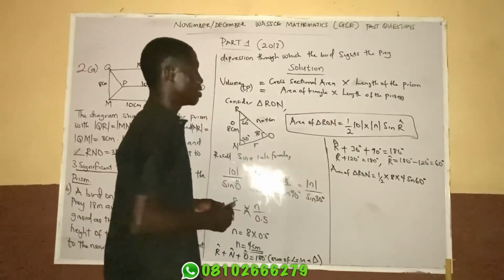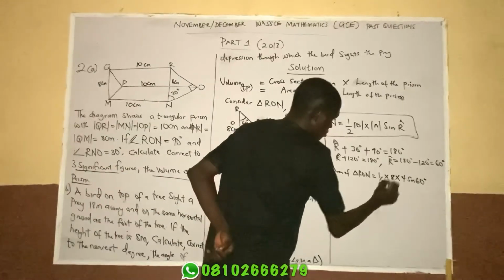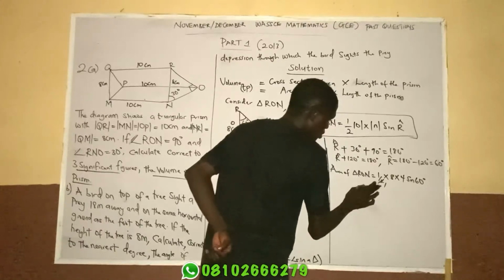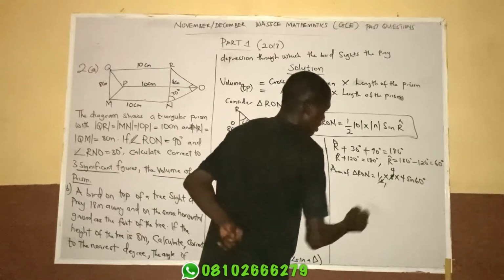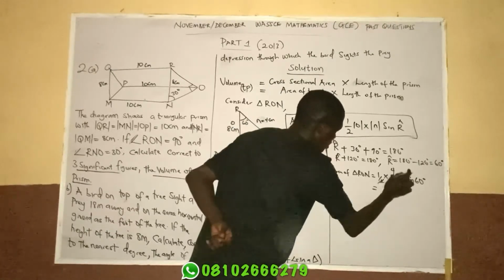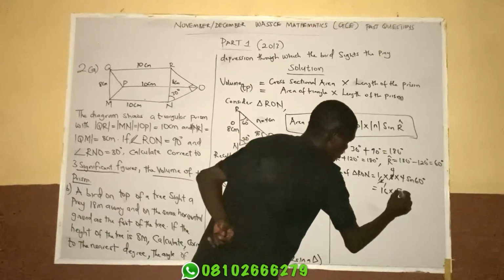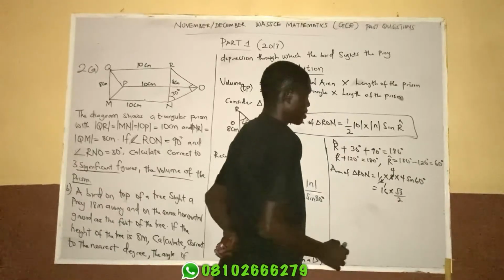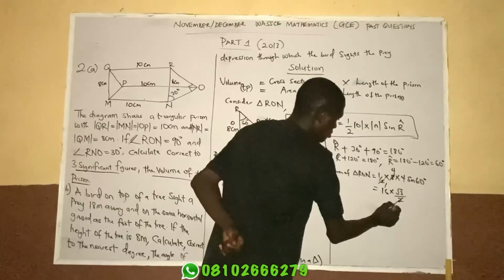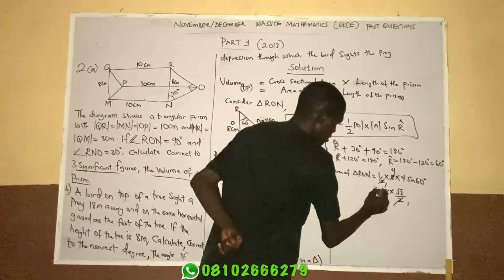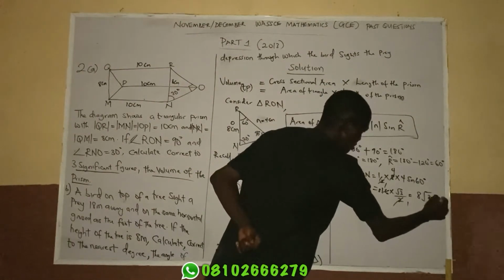Sine angle 60 degrees. So that is the area of the triangle for you. So this one is what? Half times 4 times 4, that is 16. Sine 60 is what? Root 3 all over 2. So I multiply this one now. Half of 16 is 8, so we have 8 root 3 centimeter square.